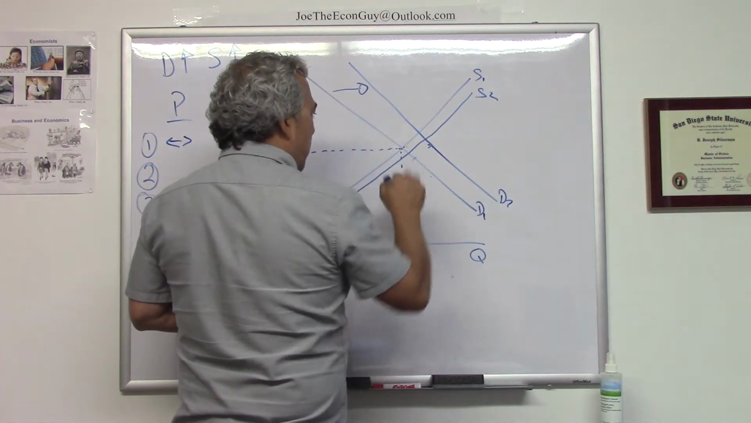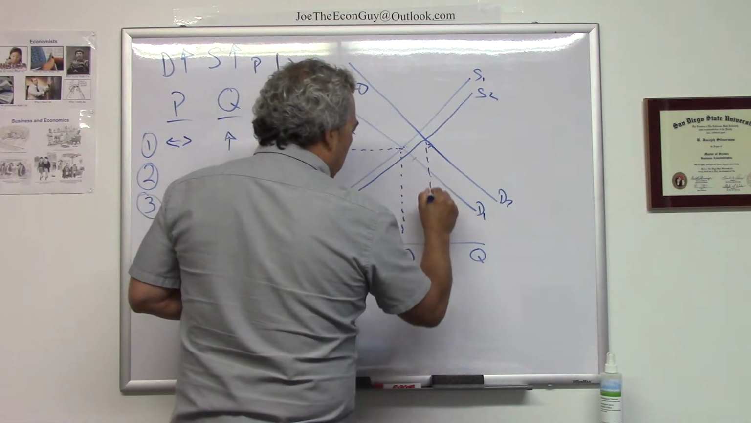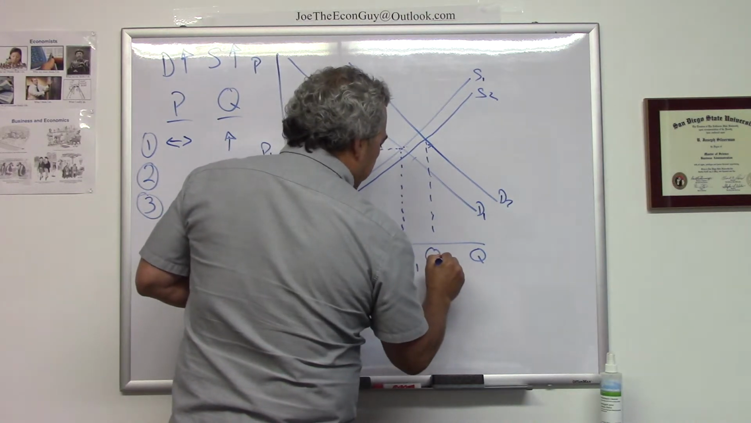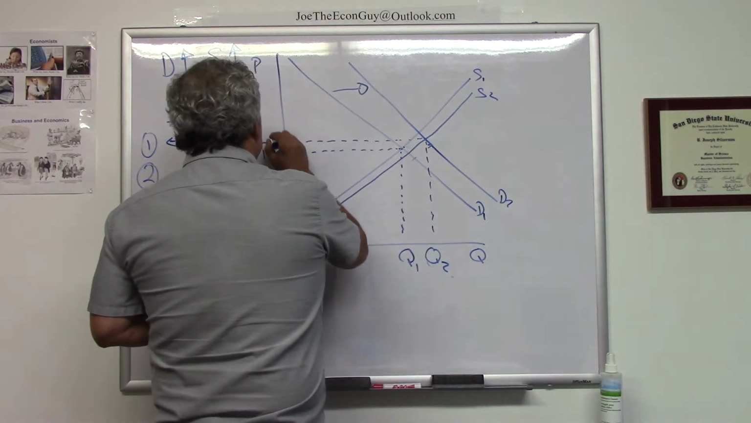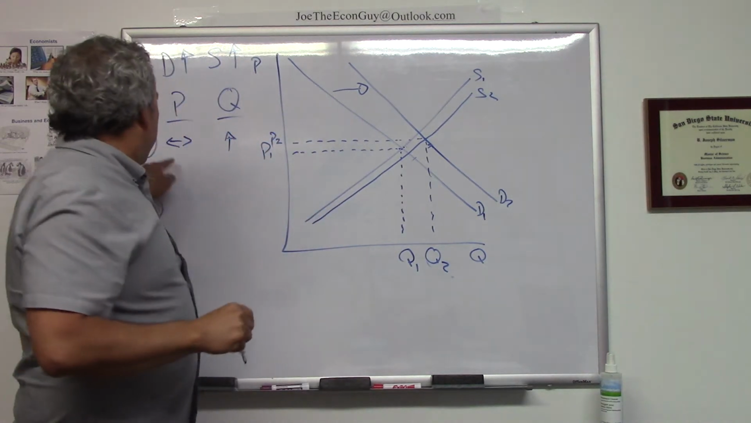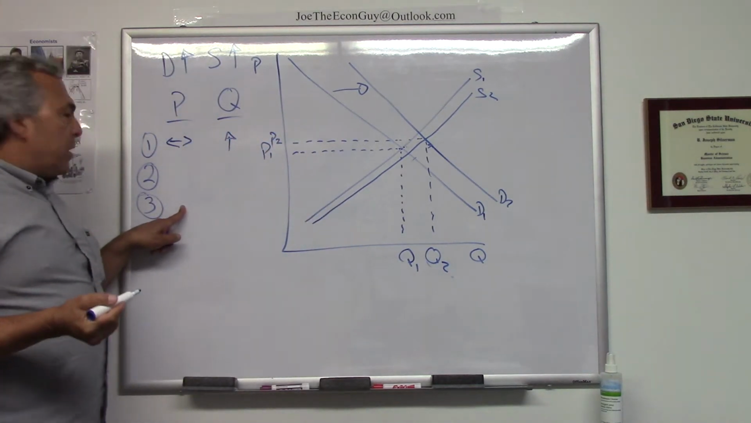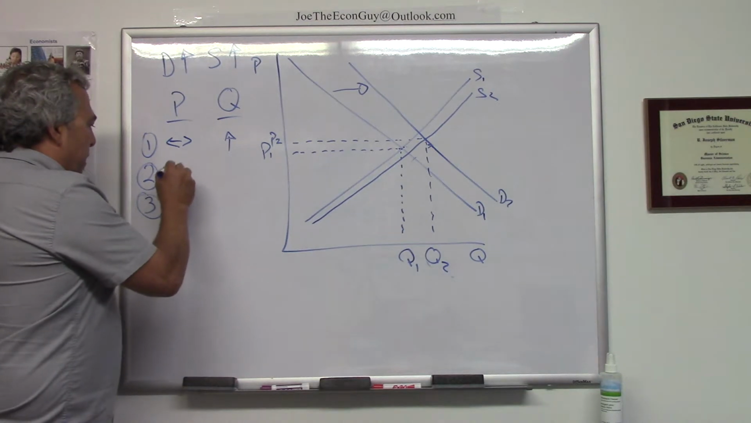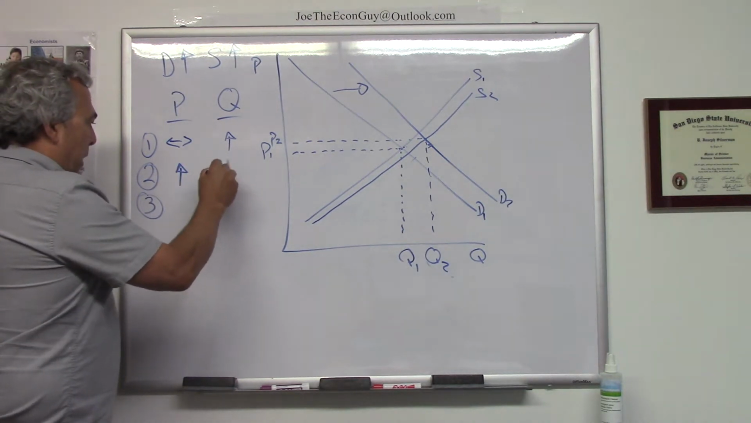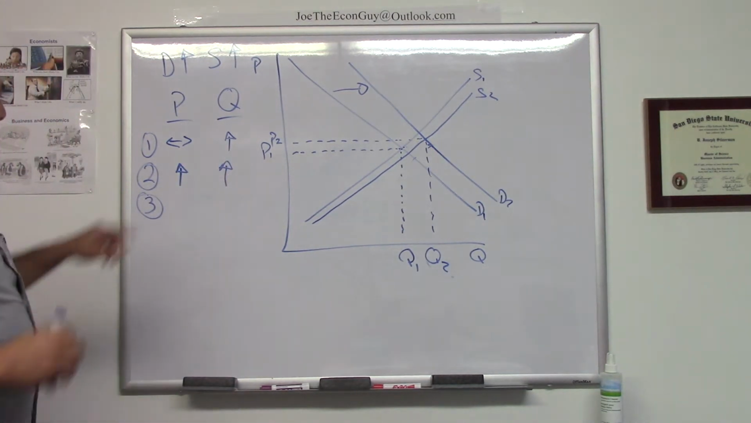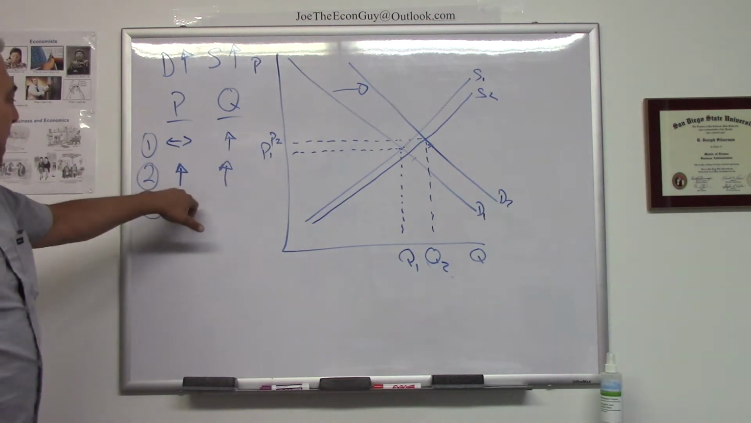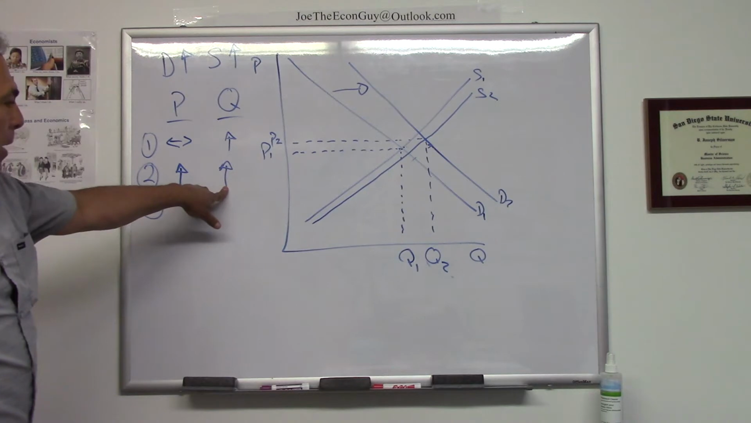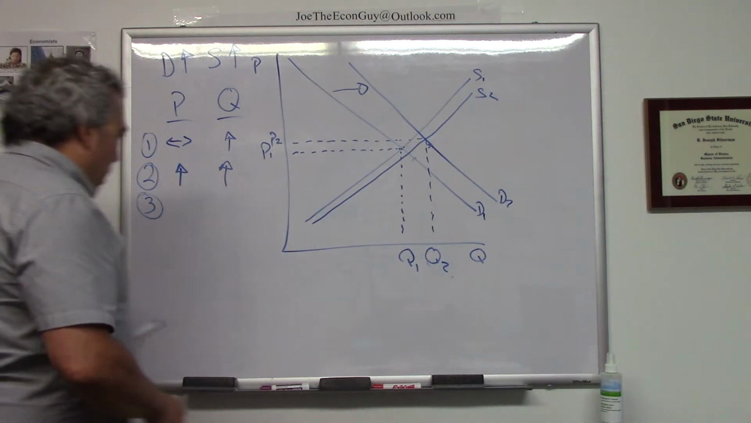This becomes our new equilibrium over here, so I'm going to drop a line down to the quantity axis. This is Q2. I'm going to draw a line over here to the price axis. This is P2. So in the second instance, what happened to price and quantity? Price went up and quantity went up. Oh, that's interesting. In the first instance, nothing happened to price and quantity went up. In the second instance, price went up and quantity went up. Let's try the last possibility.